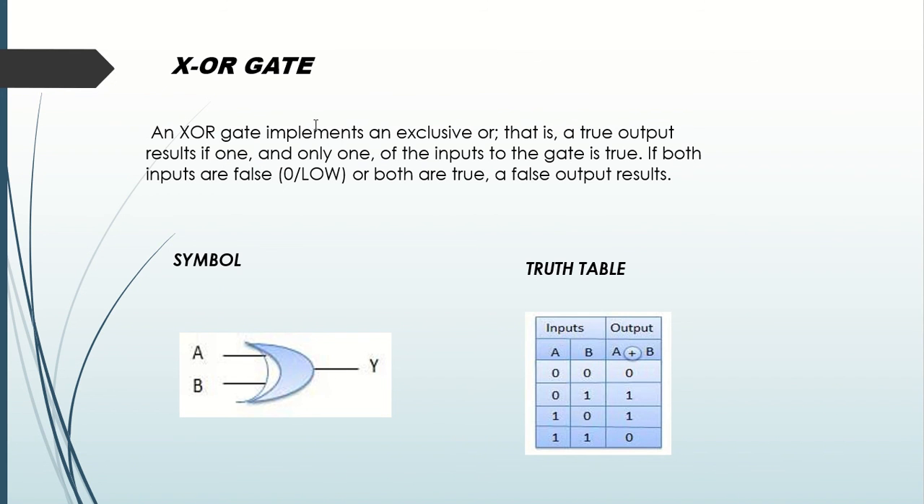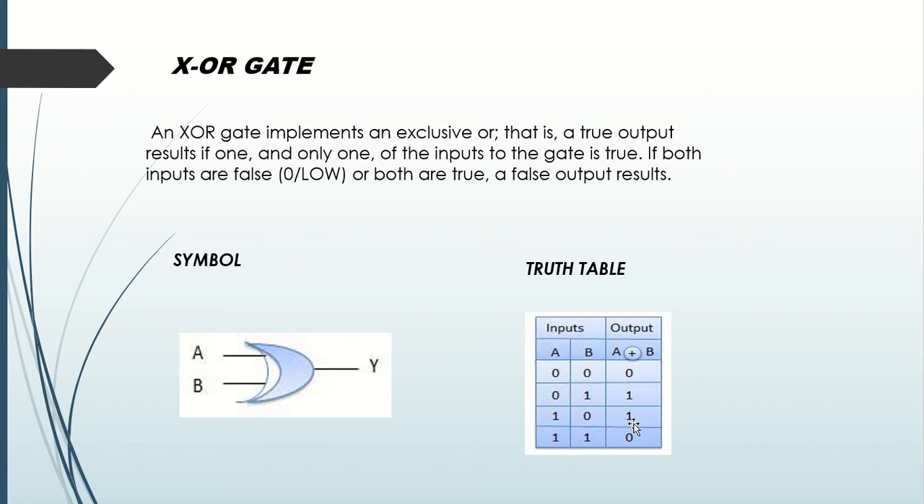XOR gate. An XOR gate implements an exclusive OR, that is, a true output results if one and only one of the inputs to the gate is true. If both the inputs are false or both are true, a false output results. Symbol of XOR gate is here.